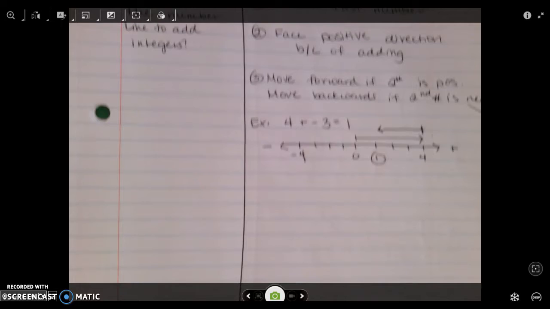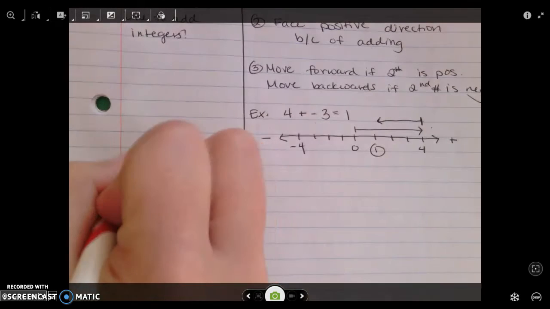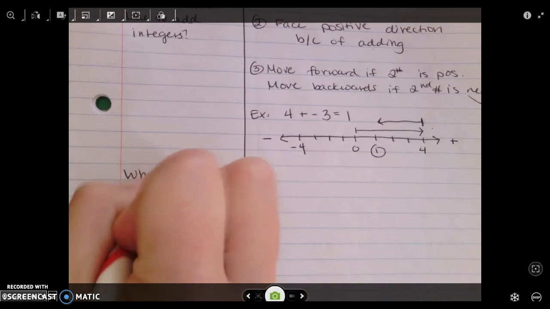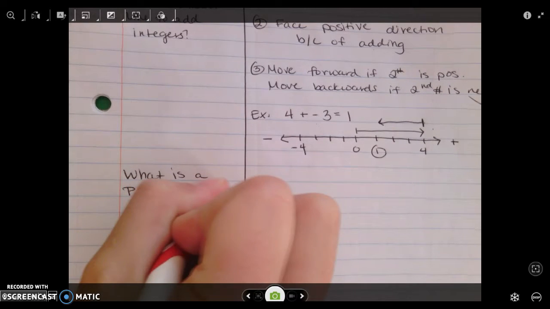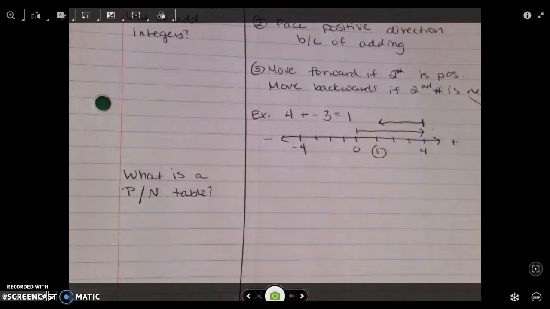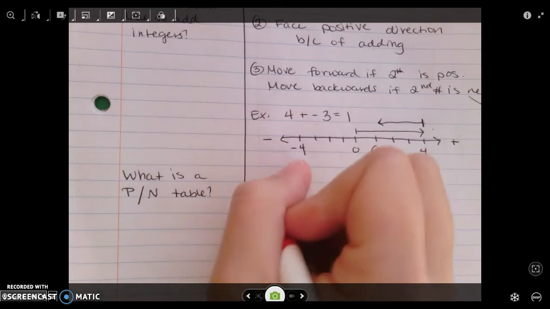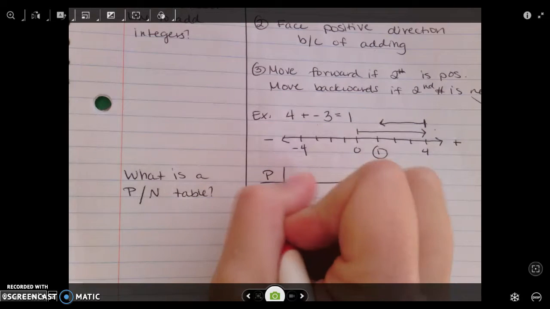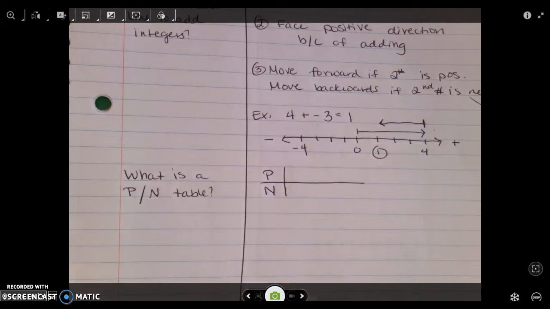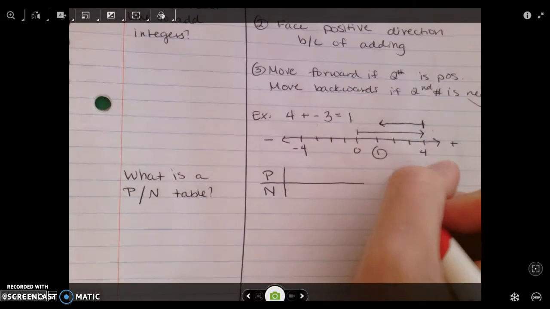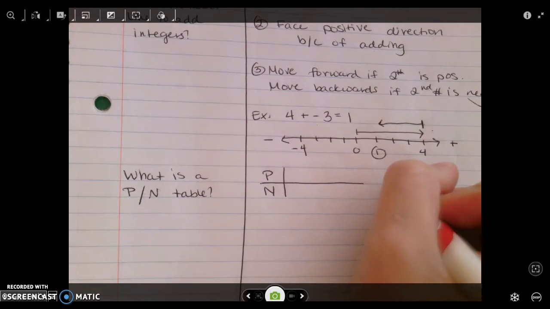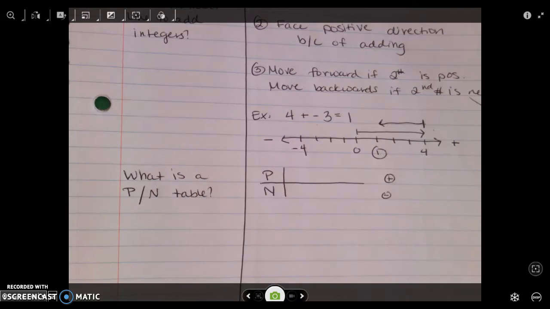Now, another strategy: what is a PN table? This is another strategy that a lot of students will use. Basically, this is what a PN table looks like. P stands for positive, N stands for negative. And this is using the idea of integer chips. Integer chips are chips that are yellow on one side and red on the other side. One side stands for positive, the other side stands for negative.